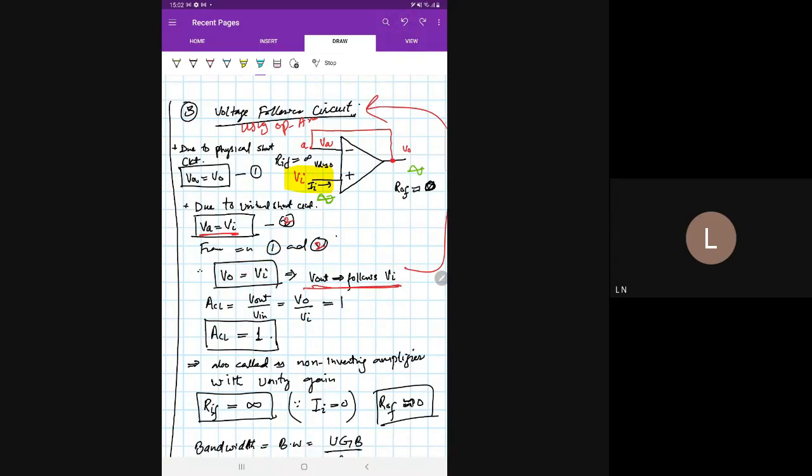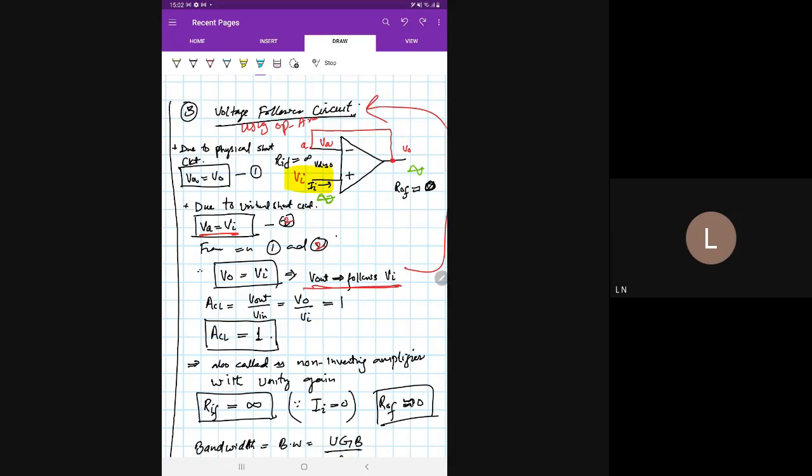Now, if we try to find the closed loop gain of the circuit, gain is equal to output by input, that is V output by V input. Since they are the same, the gain will be equal to 1. So please remember, this is a very special circuit. It is a special amplifier which has closed loop gain equal to unity. That is why this is known as a unity gain circuit, or unity gain follower circuit, voltage follower circuit.